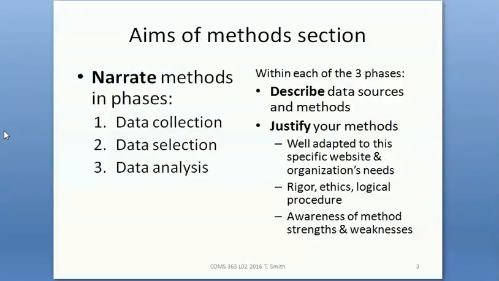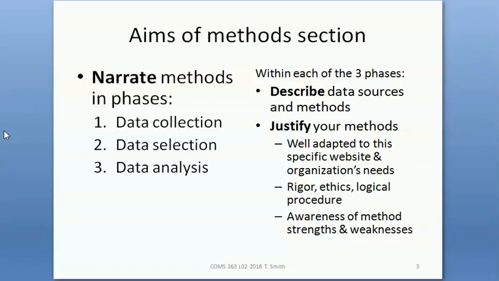The aims of the section are things that you should keep in mind throughout. The primary, easiest way to structure your methods would be to narrate in phases. And that's because collection, selection, and analysis is the chronology of a normal research process. You collect information, then you choose particular parts of it to focus on, and then you analyze those particular parts. And within each of those three phases, you could describe your data sources and methods.